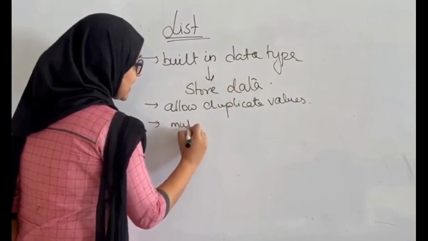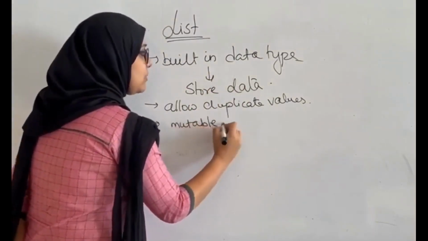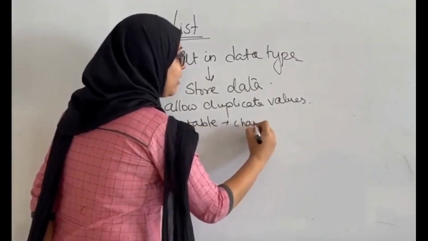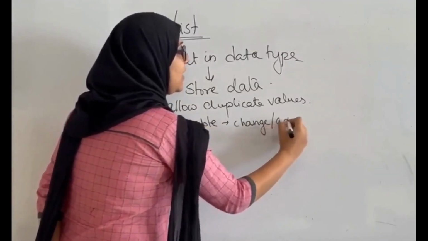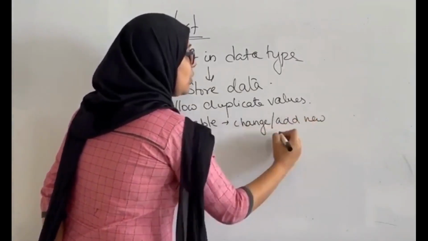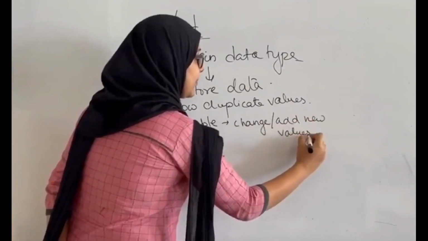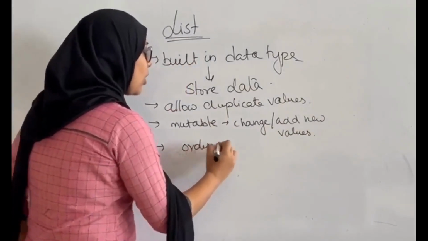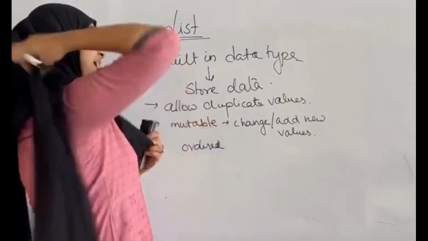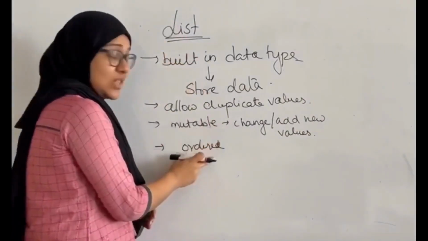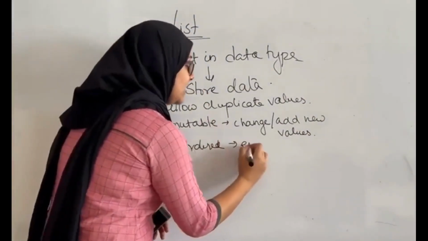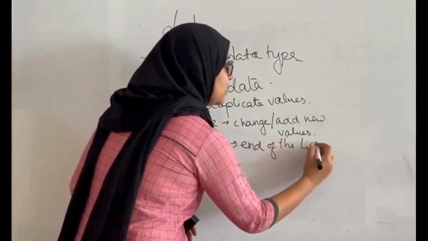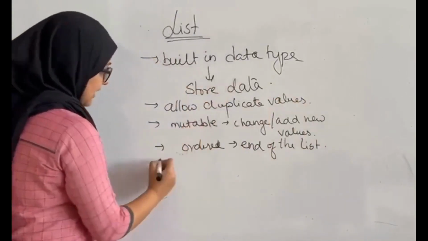Next, lists are mutable. Mutable means whenever we want, we can change a value or we can add new values. So lists are mutable. Next, lists are ordered. What do you mean by ordered? That means if we don't specifically mention the location, new values will always be entered at the end of the list.